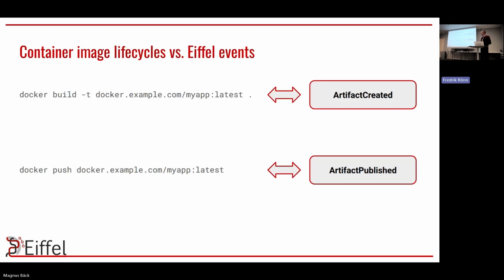On the other hand, when you run the Docker push command, then you make it available somewhere. You push it to a Docker registry, and other people can download your stuff. That's pretty much what the artifact published event does. That's where we announce the URL of an artifact. You can download from here. We can announce multiple URLs for the same artifact. So given that this mapping works out pretty well, I think it would be a bad idea to not use the similarity to actually model these real world events.